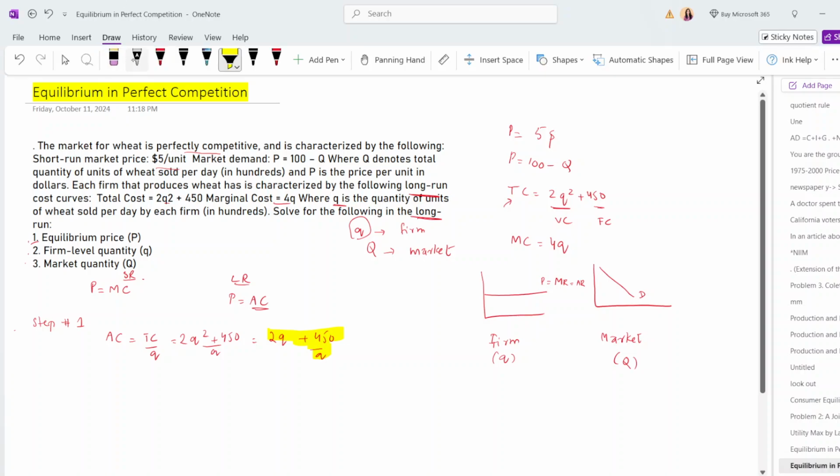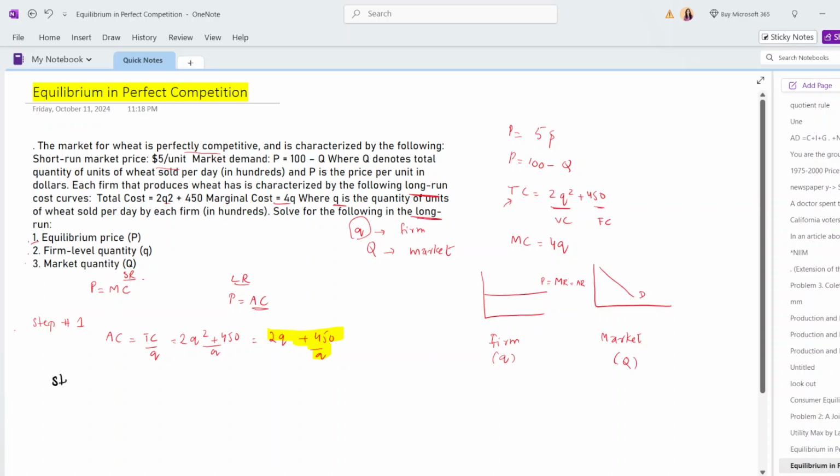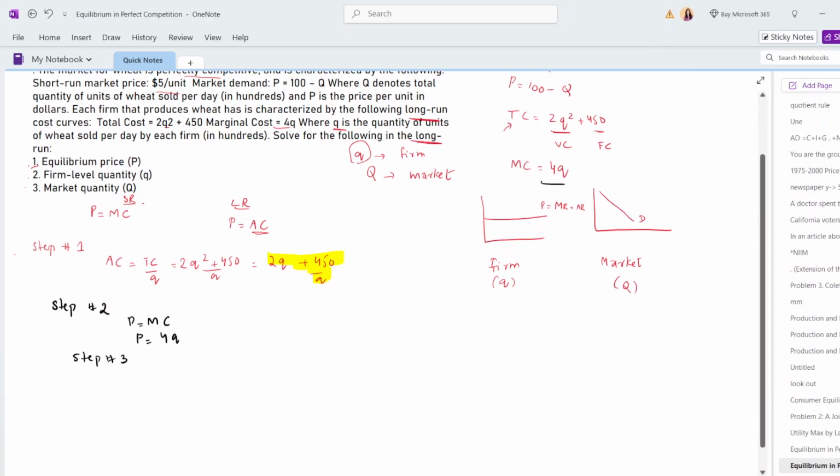Now we can move to our step 2. Step 2 in here would be put P equal to MC. Because we know what MC is, it's 4Q, which is given over here. Put P equal to 4Q. Okay. Now move to step 3. Step 3 here would be put P equal to average cost. Now from step 2, we know that P is equal to 4Q. Put 4Q instead of P, and average cost from this. Plug that in, 2Q plus 450 over Q.